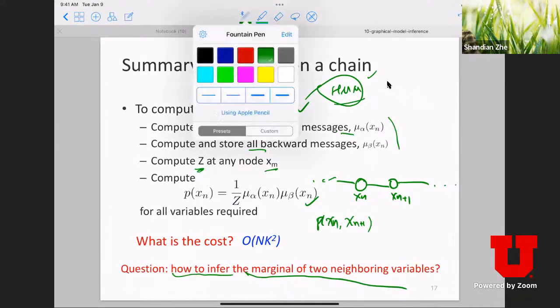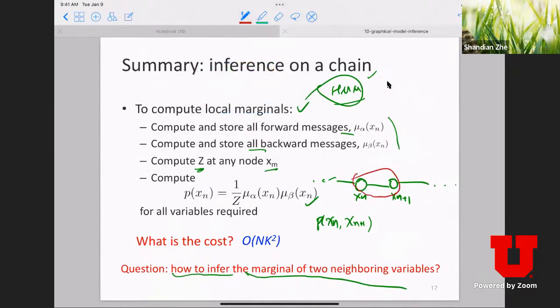You just treat this pair as a whole. You just look at the messages incoming to this node. Of course, you need to consider the potential function defined on that. So it is essentially proportional to the forward message coming to xn and the backward message coming to xn plus 1, multiplied by their potential function, which is psi n plus 1, xn plus 1. Okay.